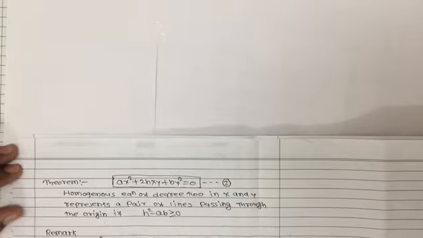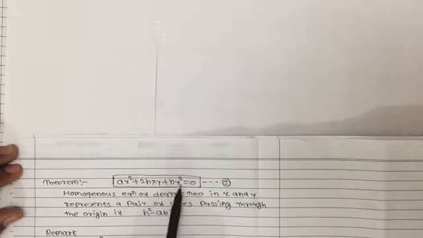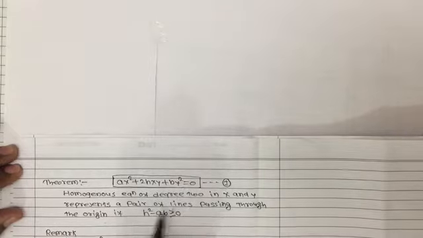We have seen that the combined equation of lines passing through the origin represents a homogeneous second degree equation in x and y. But it is not required that every second degree homogeneous equation in x and y represents a pair of straight lines passing through the origin. The condition is that this second degree homogeneous equation represents a pair of straight lines passing through the origin if and only if h square minus ab is greater than or equal to 0.